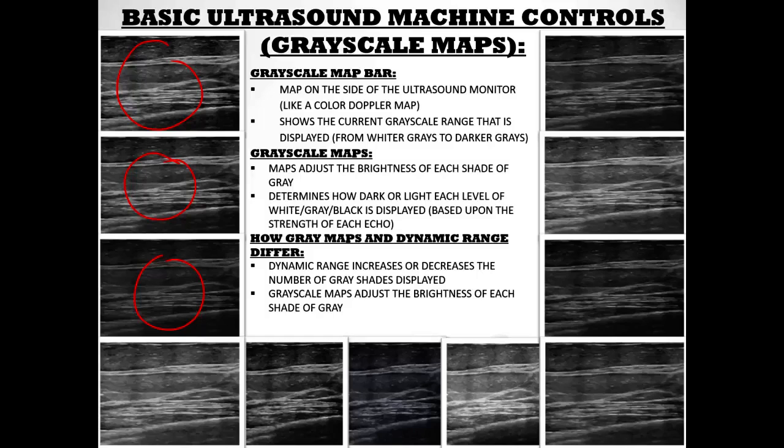Another control on an ultrasound machine is called dynamic range, and I get a lot of questions about how a grayscale map differs from the dynamic range control. The dynamic range control, we're going to go more into that in a bit, but that increases or decreases the number of gray shades that are displayed by the machine, whereas the grayscale maps adjust the brightness of each of those shades of gray. So that's how those two controls differ.